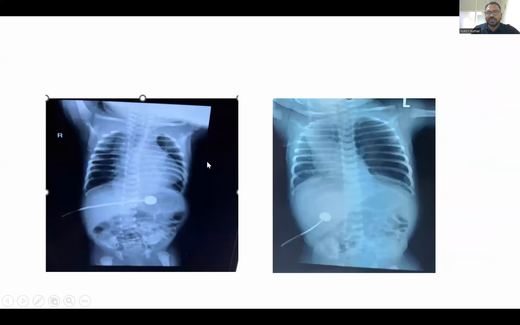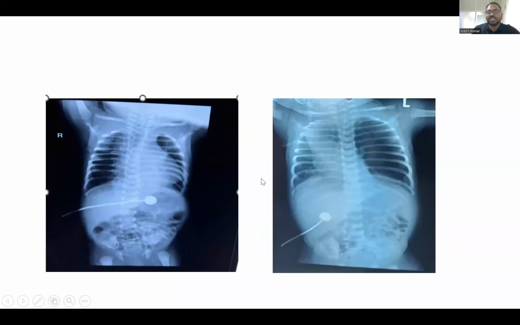So here we can compare the 2 X-rays. In the first X-ray, of our first baby, the hyperinflation on the right side was there with overcrowding of the ribs on the left side. And in the second X-ray, hyperinflation of the left lung was there with the mediastinal shift. But initially our diagnosis in the first baby was bronchiolitis, and in the second baby it turned out to be finally CLE, congenital lobar emphysema.